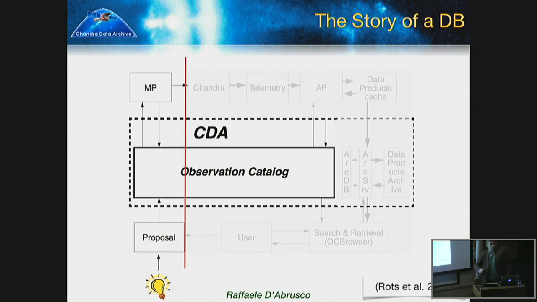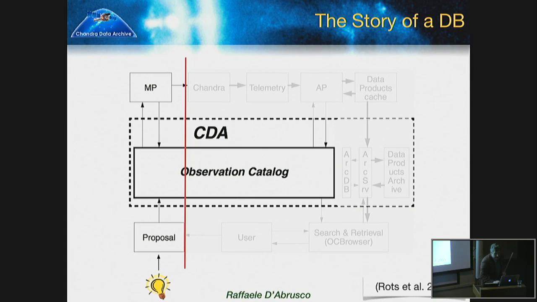So, going back to the previous picture, someone has a brilliant idea. His or her proposal is accepted, and the record is created in this observation catalog before people in mission planning start looking at the proposal and start to find the optimal strategy to make that happen. These arrows represent the exchange of information, and in other terms, how this database is updated by different teams.